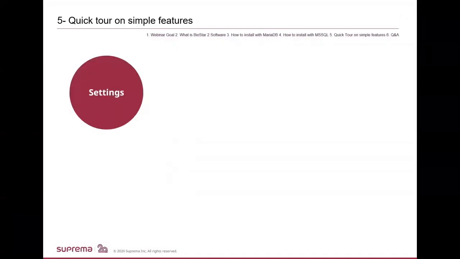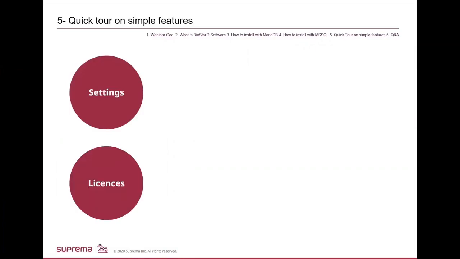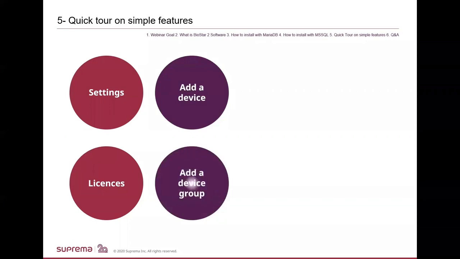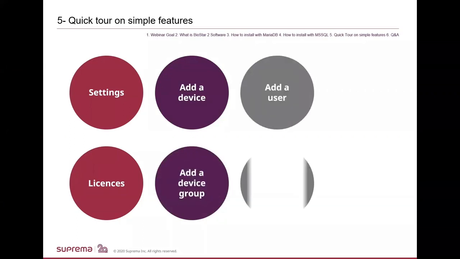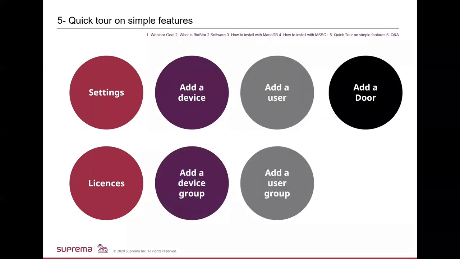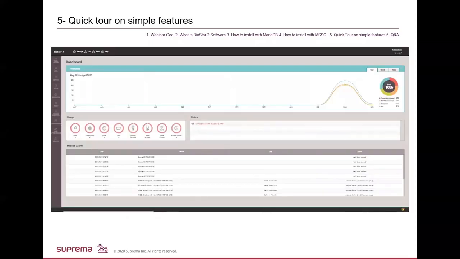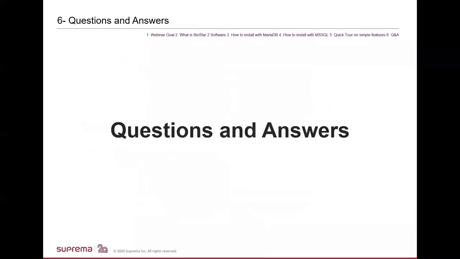So with this quick tour, we saw settings, license, add a device, add a device group, add a user, add a user group, add a door, and add an access rule. I hope it was clear for everyone. Feel free to ask your questions.